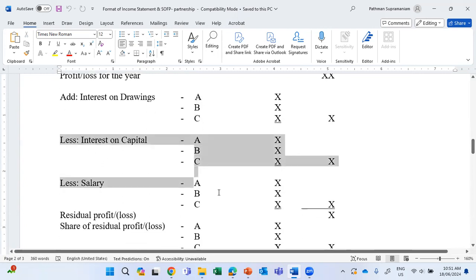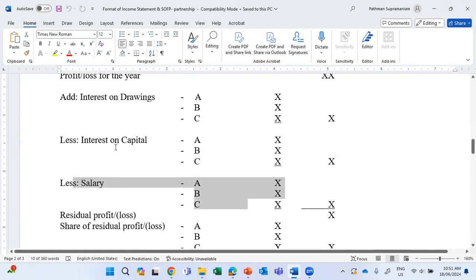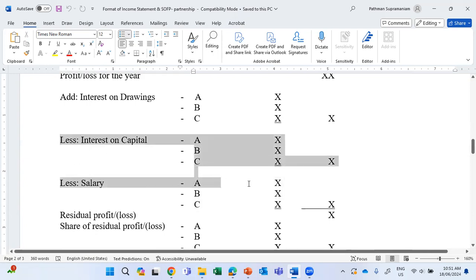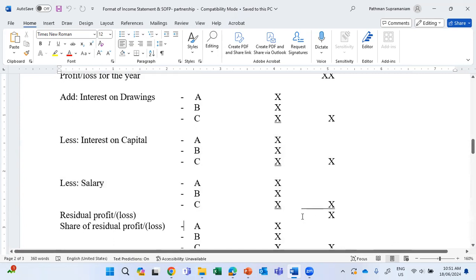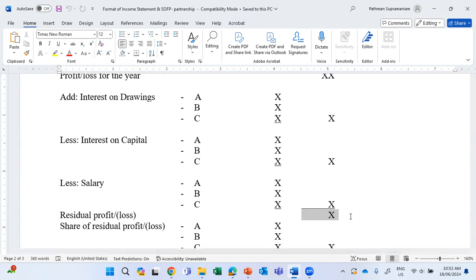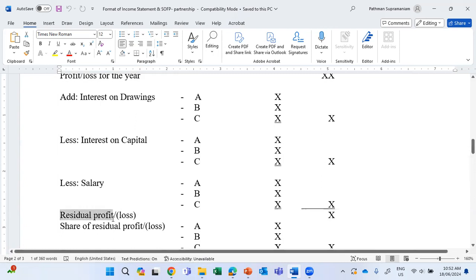Whereas these two, interest on capital and salary of partner, are something which the partnership is paying the partner. So it reduces the profit, isn't it? Because they have to pay the partner. It's like an expense, right? So that's why less. Now, after adding and lessing, you might have a balance here. This balance can be a positive or a negative figure. If it's positive, then you use the word residual profit. If this figure is negative, then you call it a residual loss, which means you calculate and see whether this figure is positive or negative, then you use the correct term accordingly.